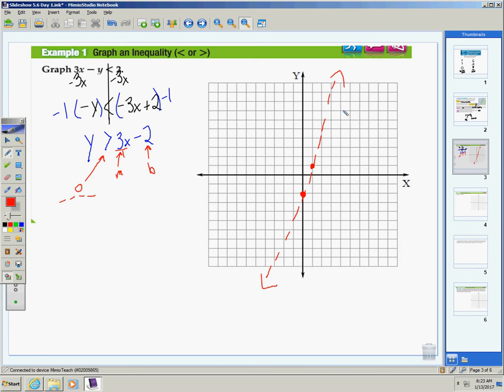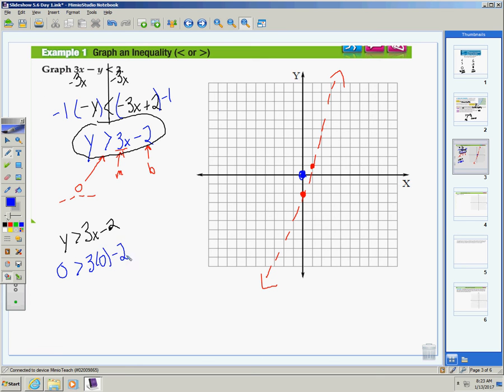Step 2 is I'm going to choose a point and test it. I'm going to choose 0, 0, because it's really easy to plug into an inequality. And I'm going to plug 0, 0 back into my original inequality. Y is greater than 3x minus 2. And I'm just going to plug 0 in for y and 0 in for x.